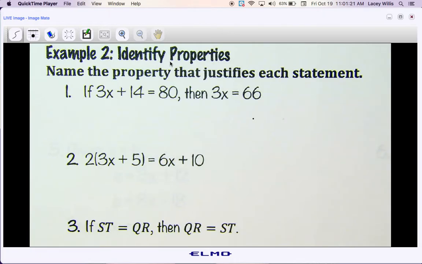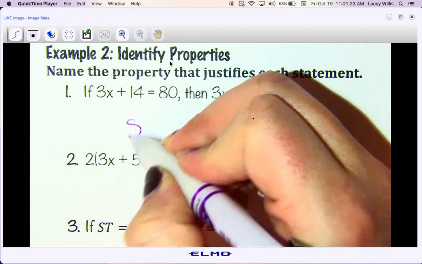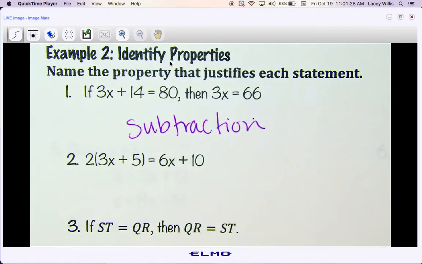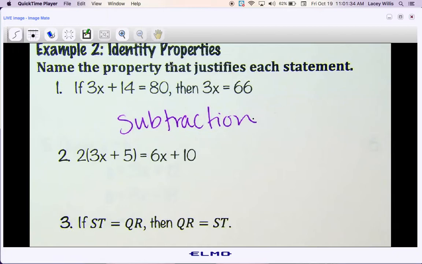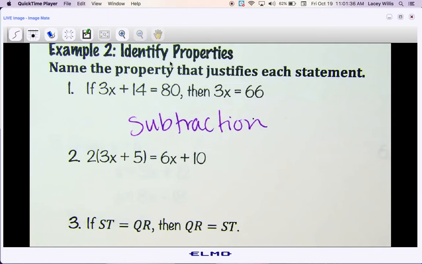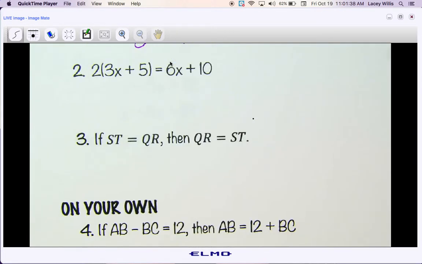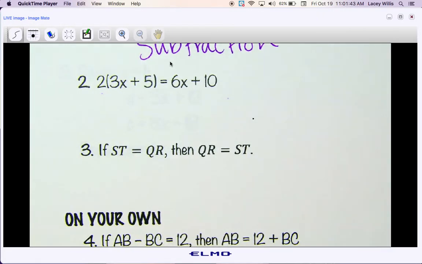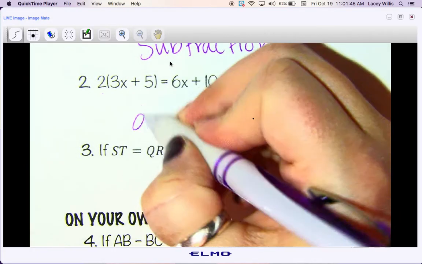Yeah, they subtracted the 14, right? So that's called subtraction. If you're feeling confused right now, the good news is I think this part's harder than the proofs. Okay, 2, what do you think they did to get from this side to this side? Distribute, yep.